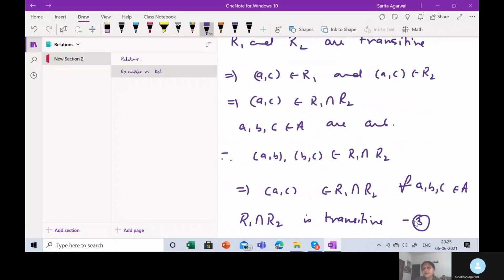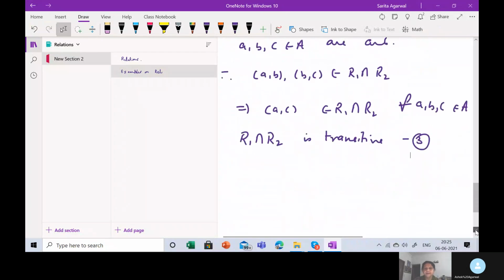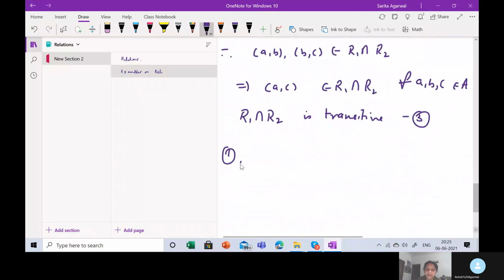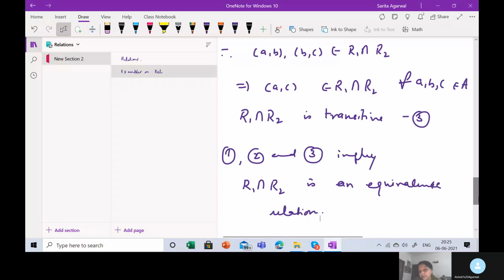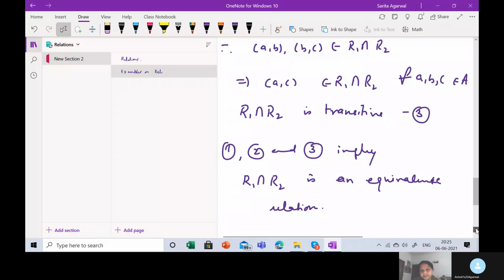So thus 1, 2 and 3 imply that R1 intersection R2 is an equivalence relation. Now we are moving to the second example.